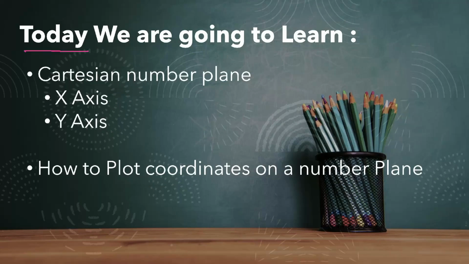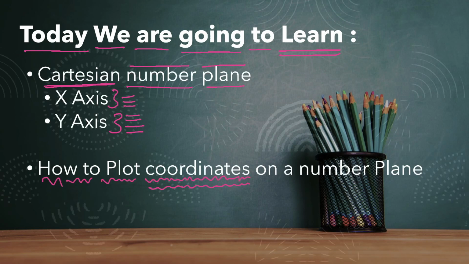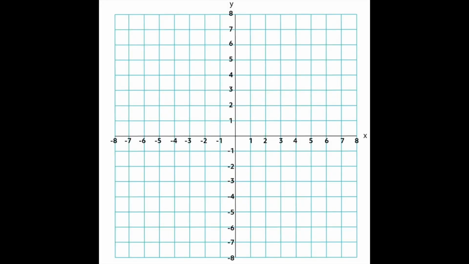Hello friends, today we are going to learn the Cartesian number plane, as well as how to find the x-axis in a Cartesian number plane, the y-axis in a Cartesian number plane, and then we will learn how to plot coordinates on a number plane. So friends, here you can see a graph. Now the Cartesian plane is defined as a two-dimensional coordinate plane which is formed when the x-axis and y-axis intersect each other. Now let's find out what is the x-axis and what is the y-axis.